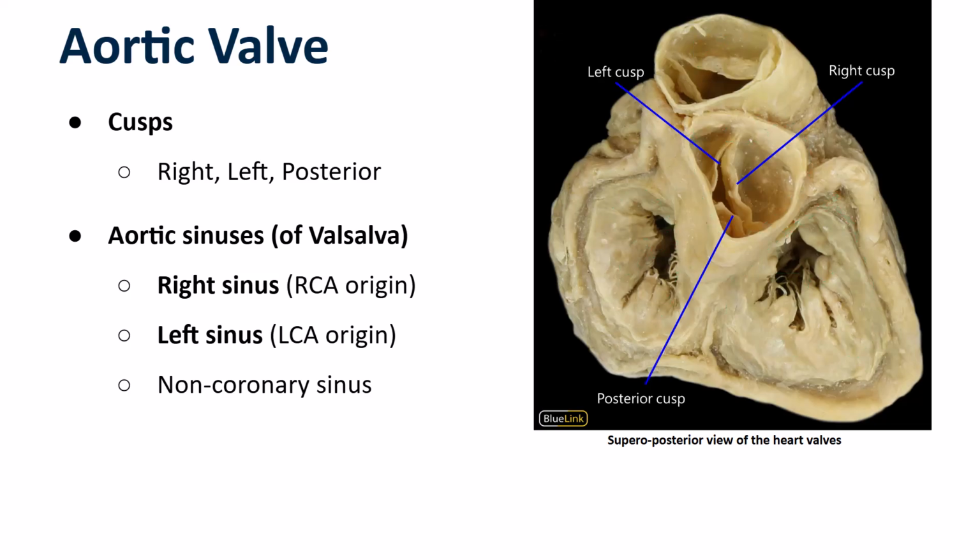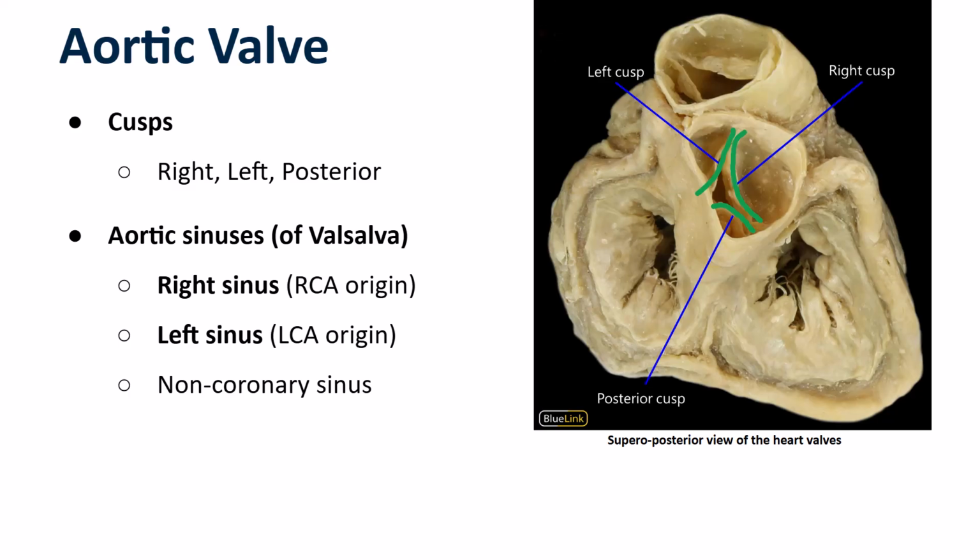All right, so let's look at the particulars of the aortic valve. The semilunar valves get their name because each of their cusps looks like a semi-moon. And so we have a right cusp and a left cusp and a posterior cusp. So right, left, and posterior.